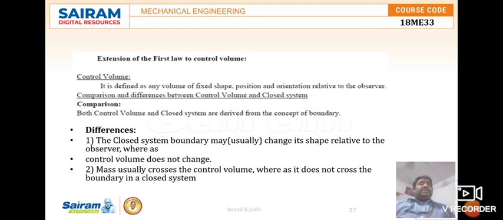Okay, so this is about all the contents of the first law of thermodynamics. We will discuss further topics in the next video.